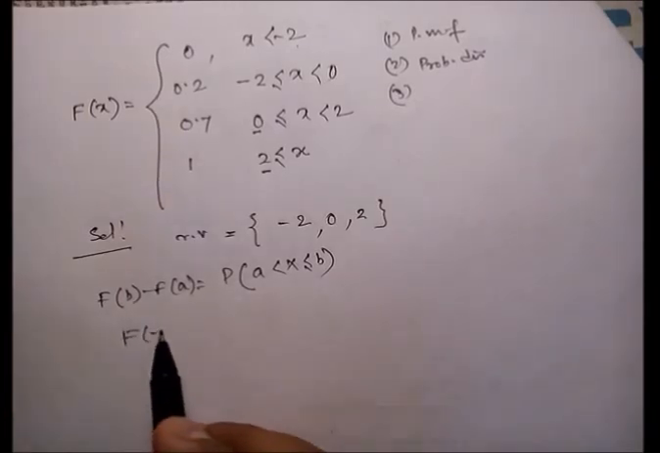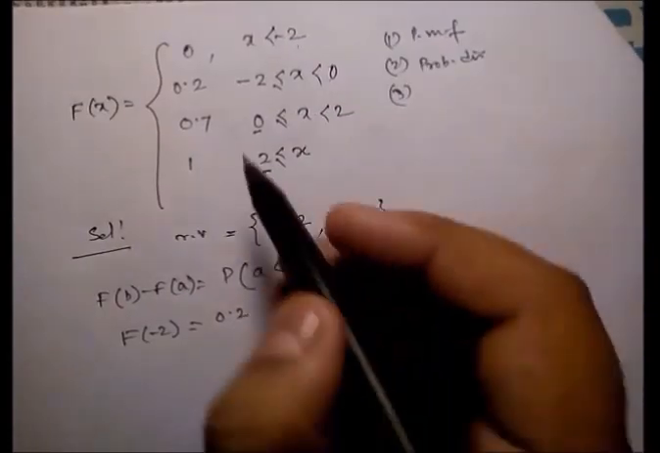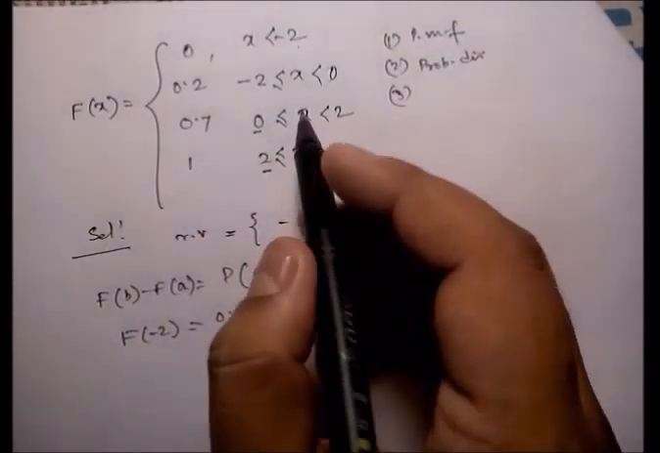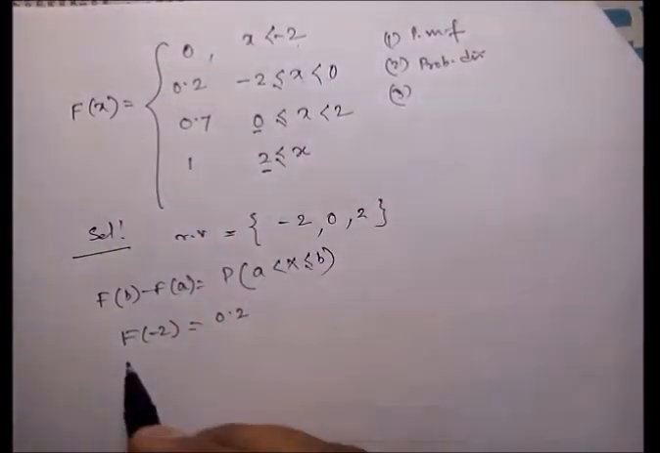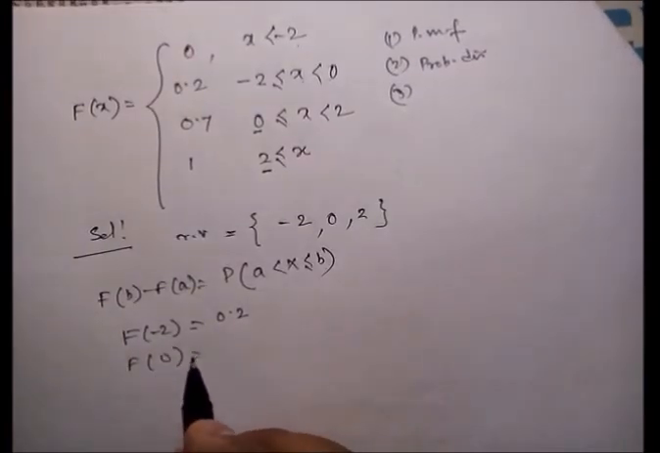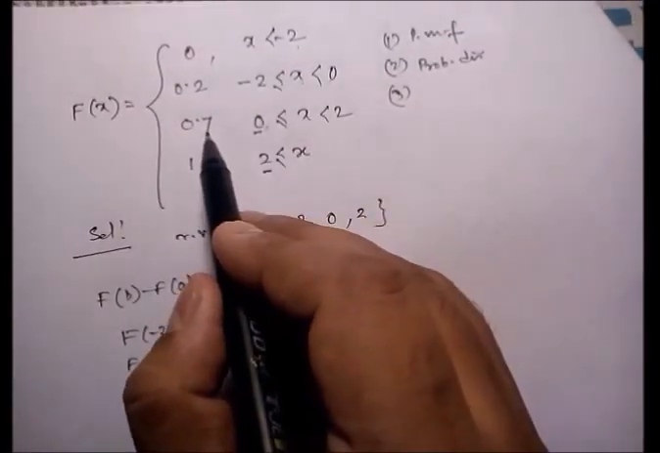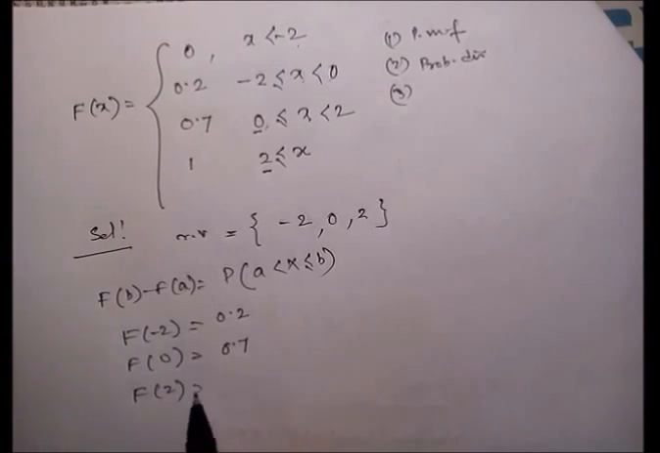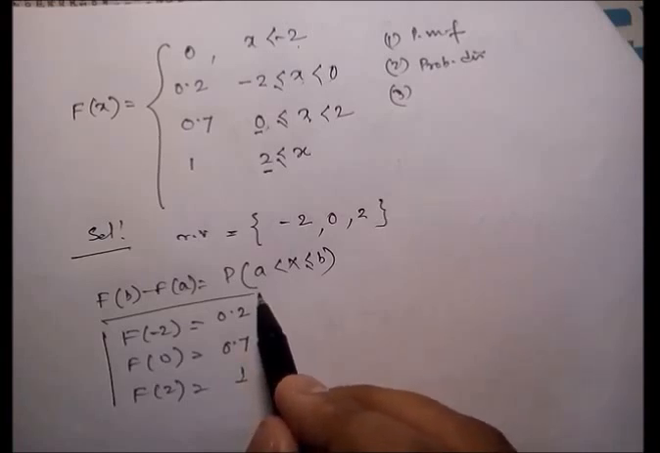If x is equal to minus 2, it is 0.2. Clear? So it is not x equal to 0 but x equal to minus 2. If x is equal to 0 then it is 0.7, because x is less than 2. Now f(2) is 1. So this is nothing but our distribution function.